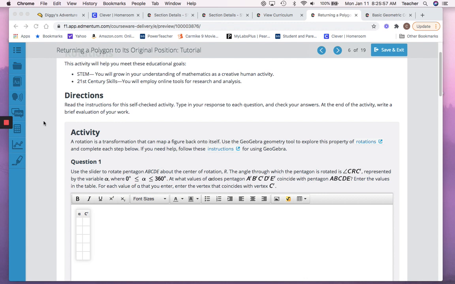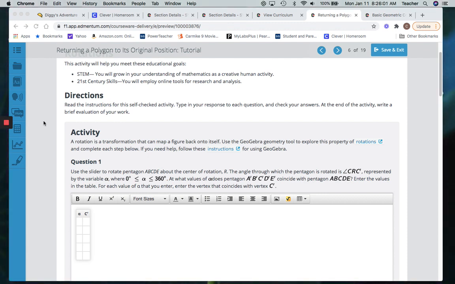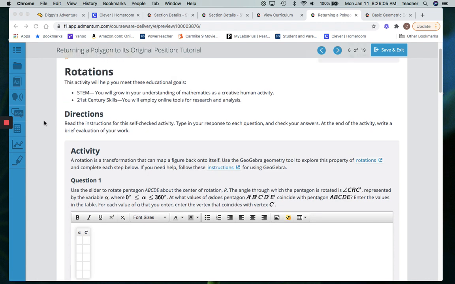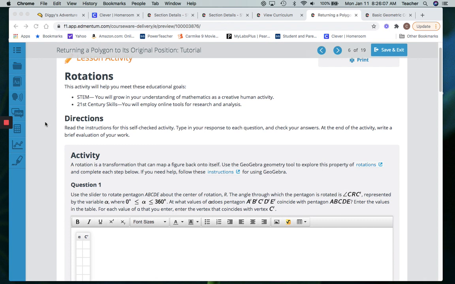I'm going to get a little bit more in depth this time. And then we're going to do that as we go, get the basics and then add to it, add to it, add to it. All right, so if you're on slide 6, we're going to get into our GeoGebra on rotations.